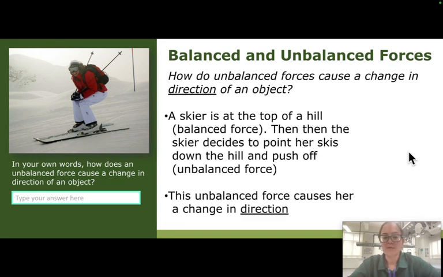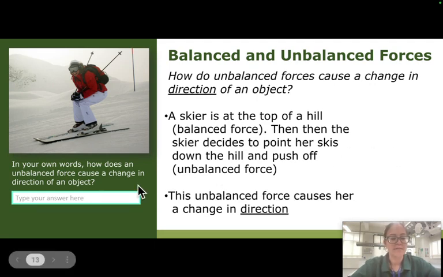So how do unbalanced forces cause a change in direction of an object? So again, we have the skier at the top of the hill, and then the skier decides to point her skis down the hill and push off, which is an unbalanced force. And this unbalanced force caused her a change in direction. So she was standing still, she started to push off, and now she's going down the hill. So she is moving in a different direction than she was before. So again, in your own words, think about how does an unbalanced force cause a change in direction of an object? Because position and direction are two different things.